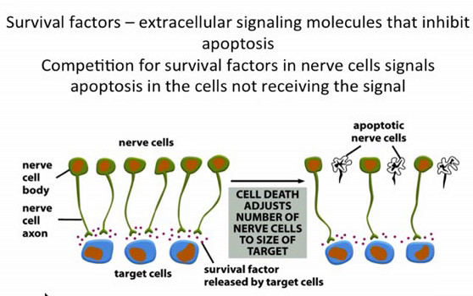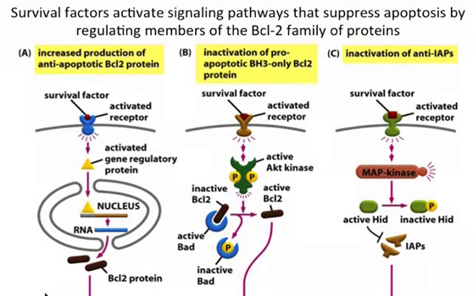And the way this works is the survival factors are just signaling molecules, and they activate pathways that are involved in regulation of BCL2 proteins. So they're regulating the intrinsic pathway of apoptosis. So one way they could do it is, here's your survival factor binding to a receptor, and that will activate gene expression of BCL2, which is anti-apoptotic. So that blocks apoptosis, right? Survival factor, block apoptosis.